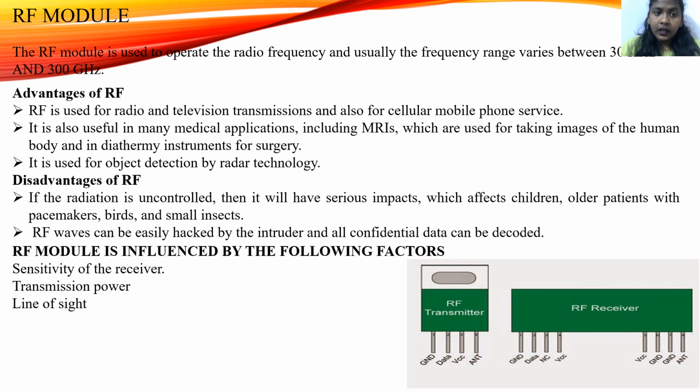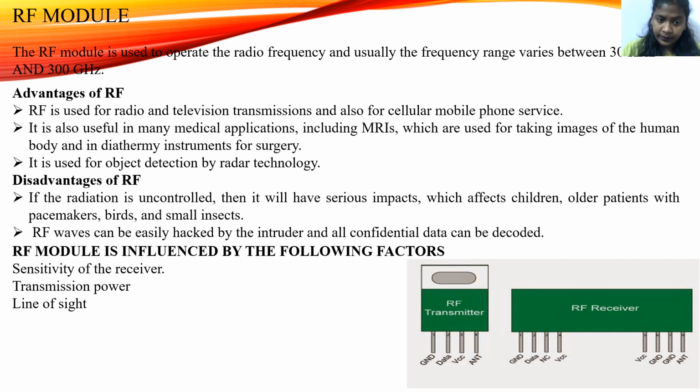RF module. The RF module is used to operate on radio frequency, and usually the frequency range varies between 30 kHz and 300 gigahertz. Advantages of RF. RF is used for radio and television transmission and also for cellular mobile phone services. It is also useful in many medical applications including MRIs, which are used for taking images of the human body, and in diathermy instruments for surgery. It is used for object detection by radar technology.